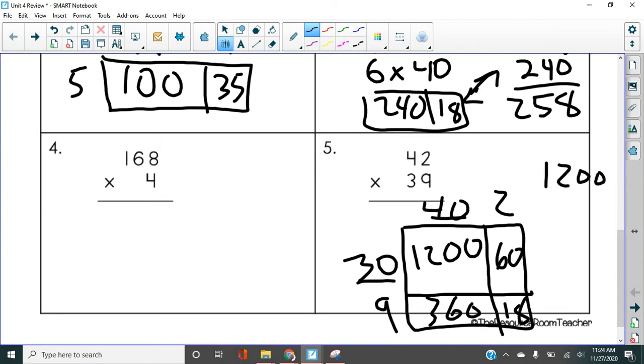So if I add these up, and this one is going to be one I need to write down, right? Carry the 1 and 1,638. All right, you get number 4, any method that you like, but make sure you are doing that problem.